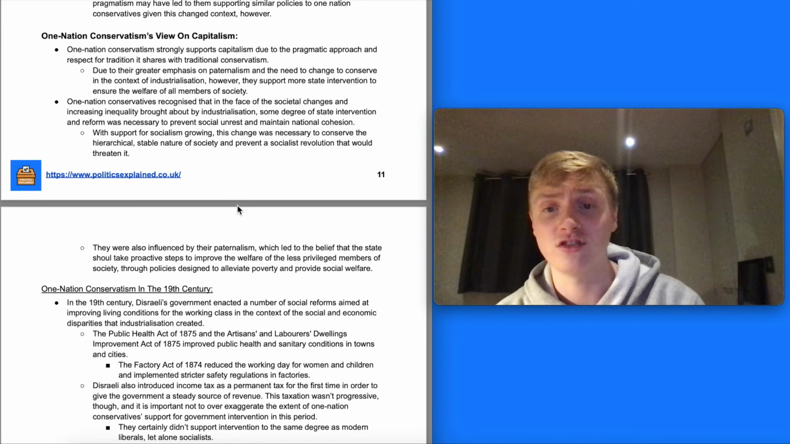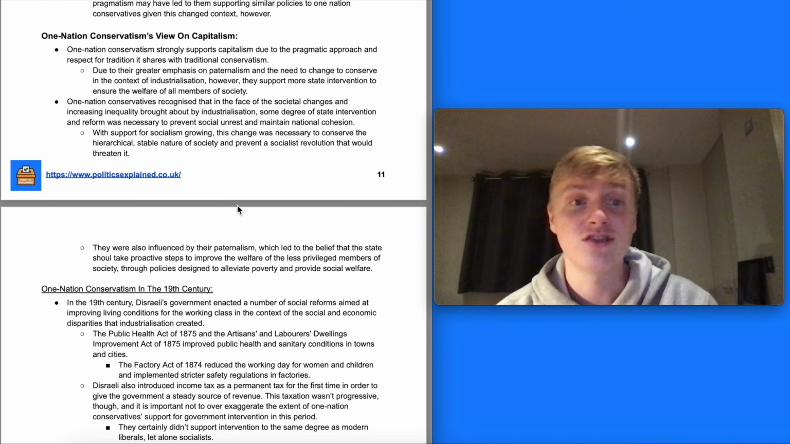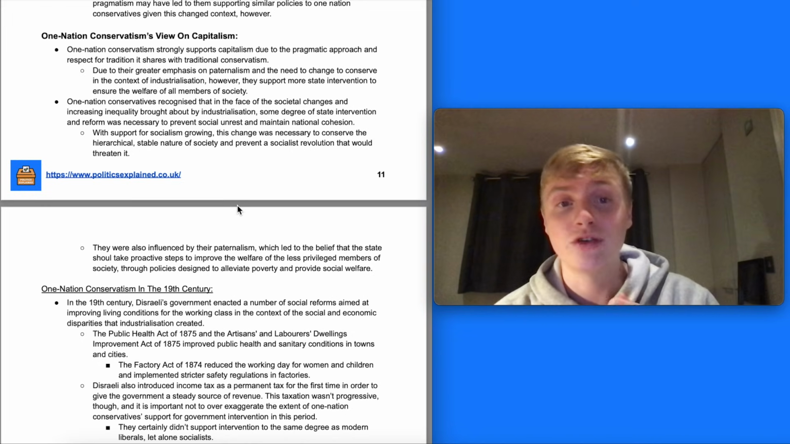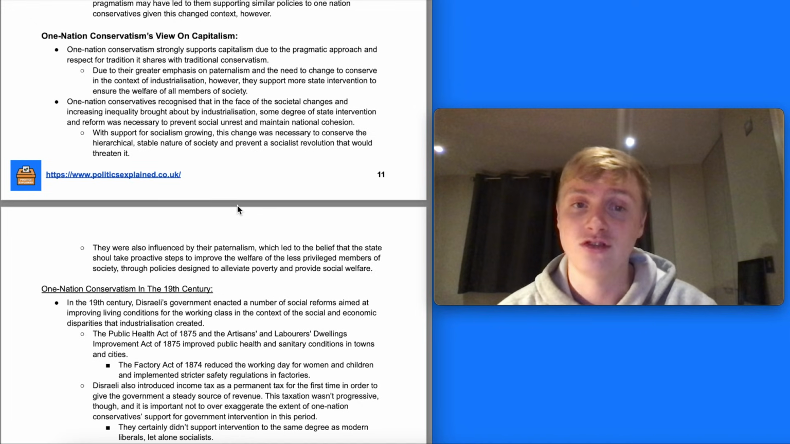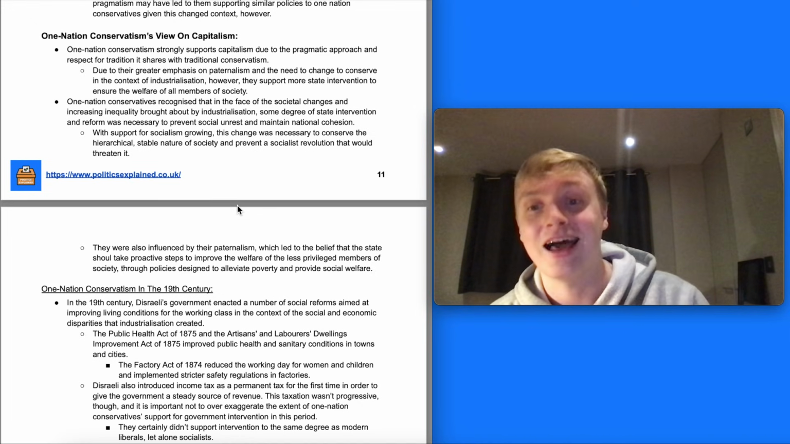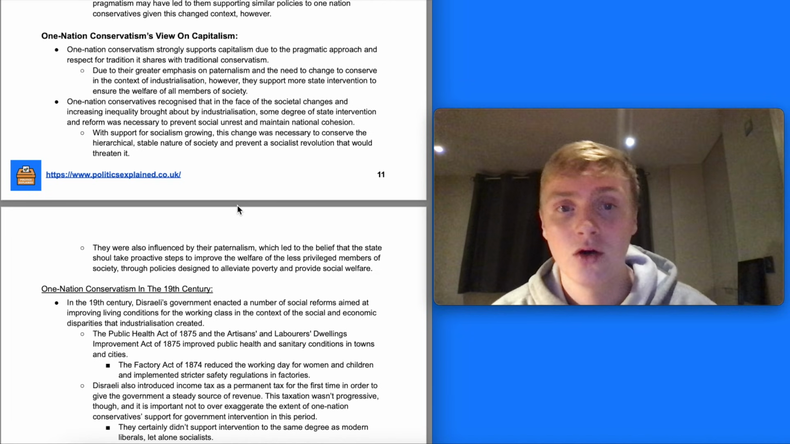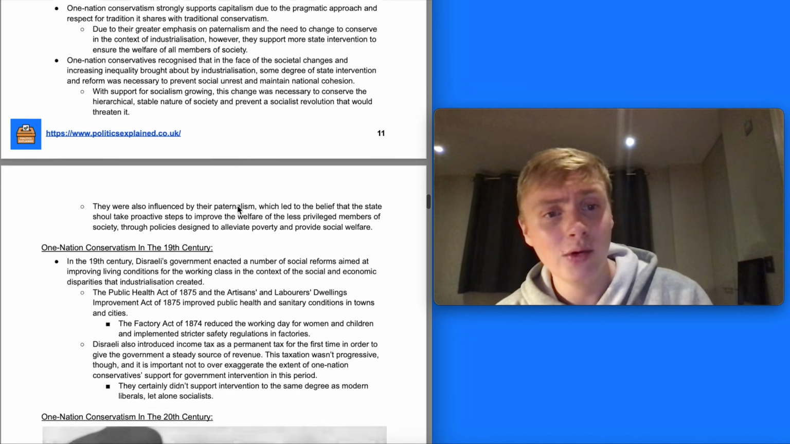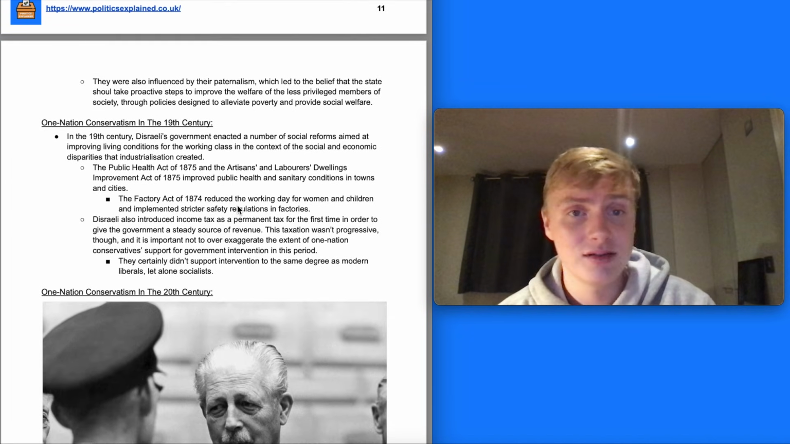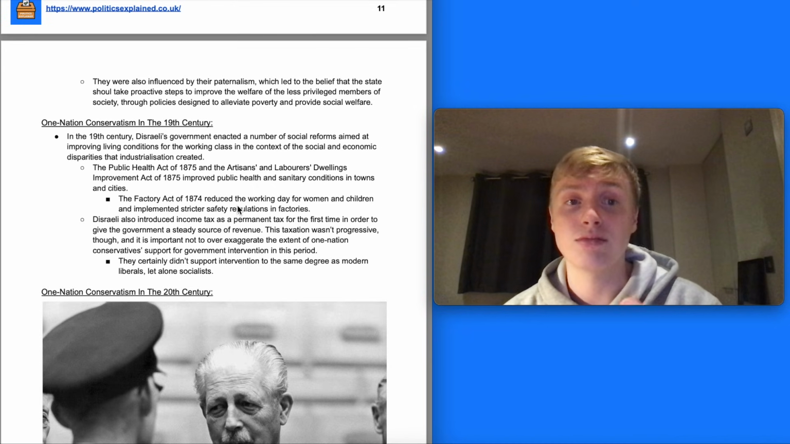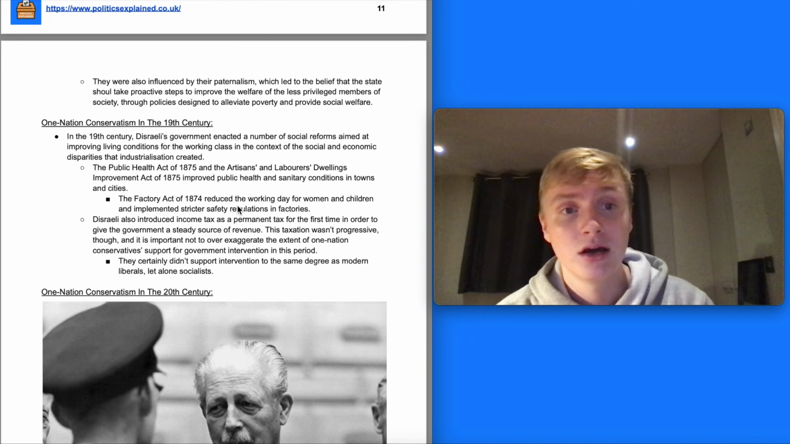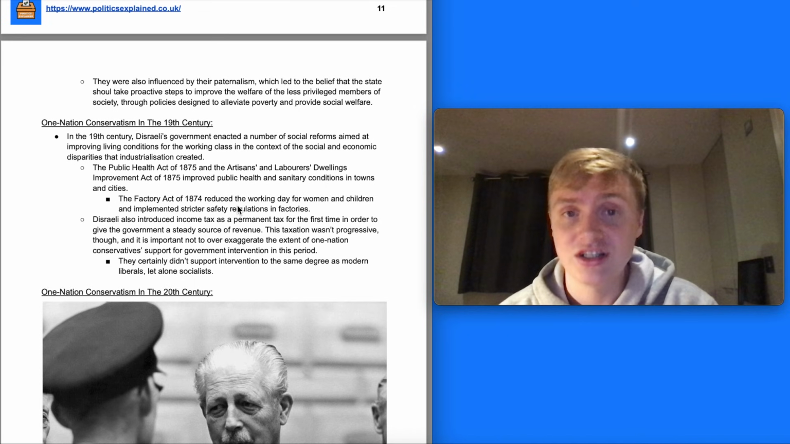So with support for socialism growing, this change was necessary to conserve the hierarchical, stable nature of society and prevent a socialist revolution if they didn't help those lower down in society, which would threaten it. And they were also influenced by their paternalism, which led to the belief that the state should take proactive steps to improve the welfare of the less privileged members of society through policies designed to alleviate poverty and provide social welfare.